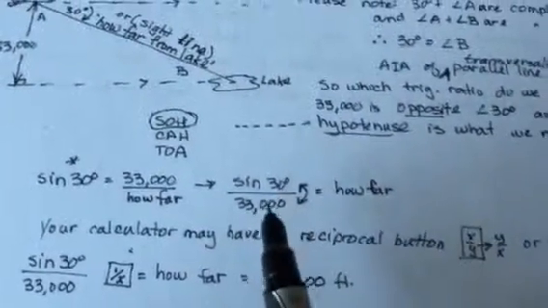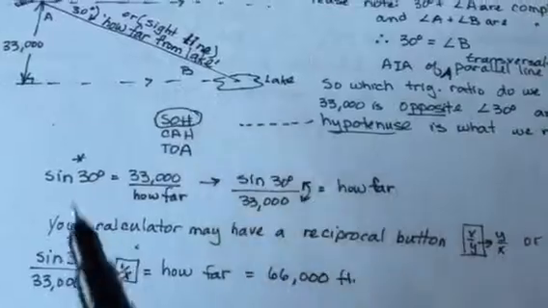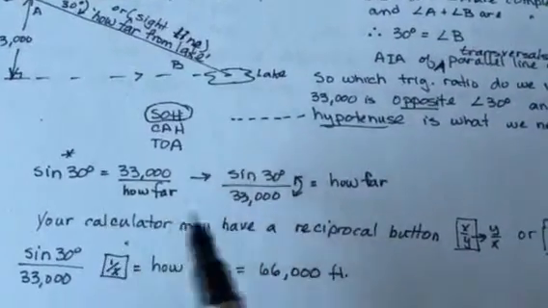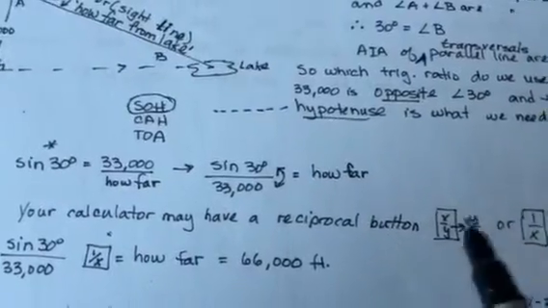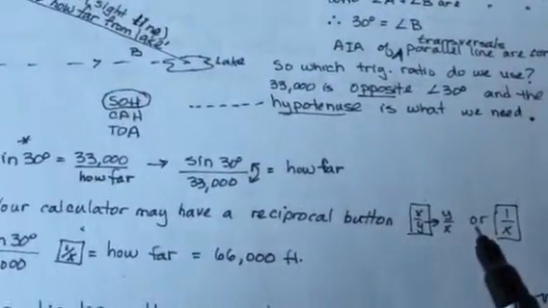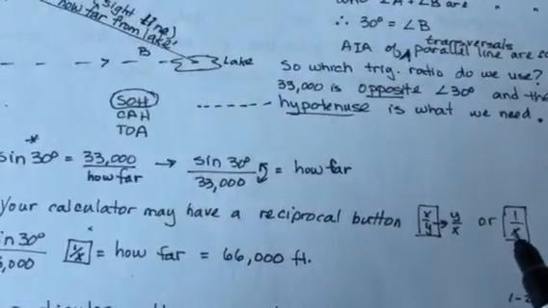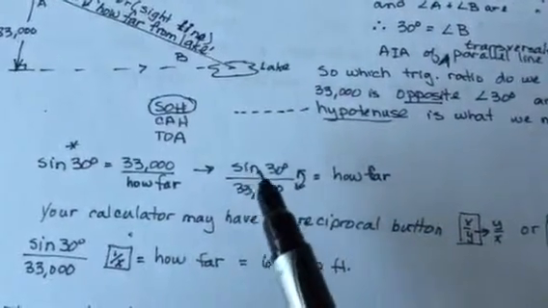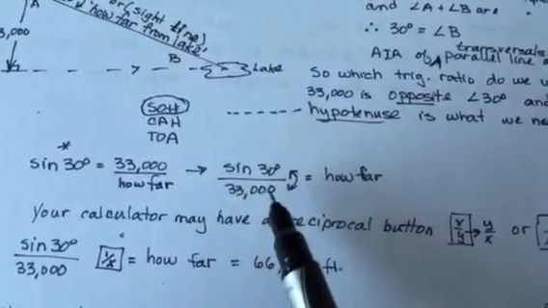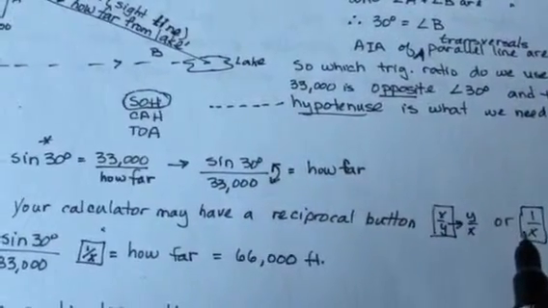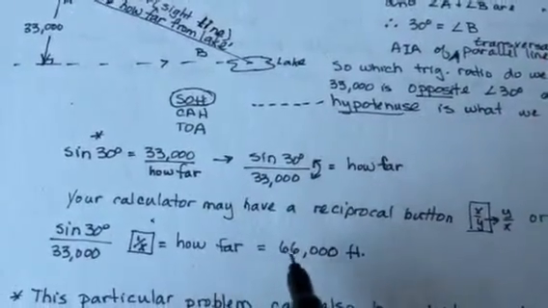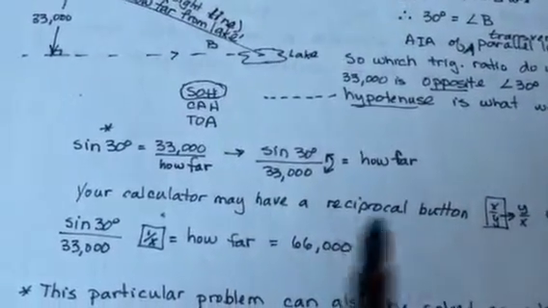However, rather than writing myself and making how far be in the numerator, your calculator may have a reciprocal button. It may say x over y goes to y over x, or mine said 1 over x. So if I write down the sine of 30 divided by 33,000, hit equals, and then press my 1 over x button, it will give me my 66,000 feet.